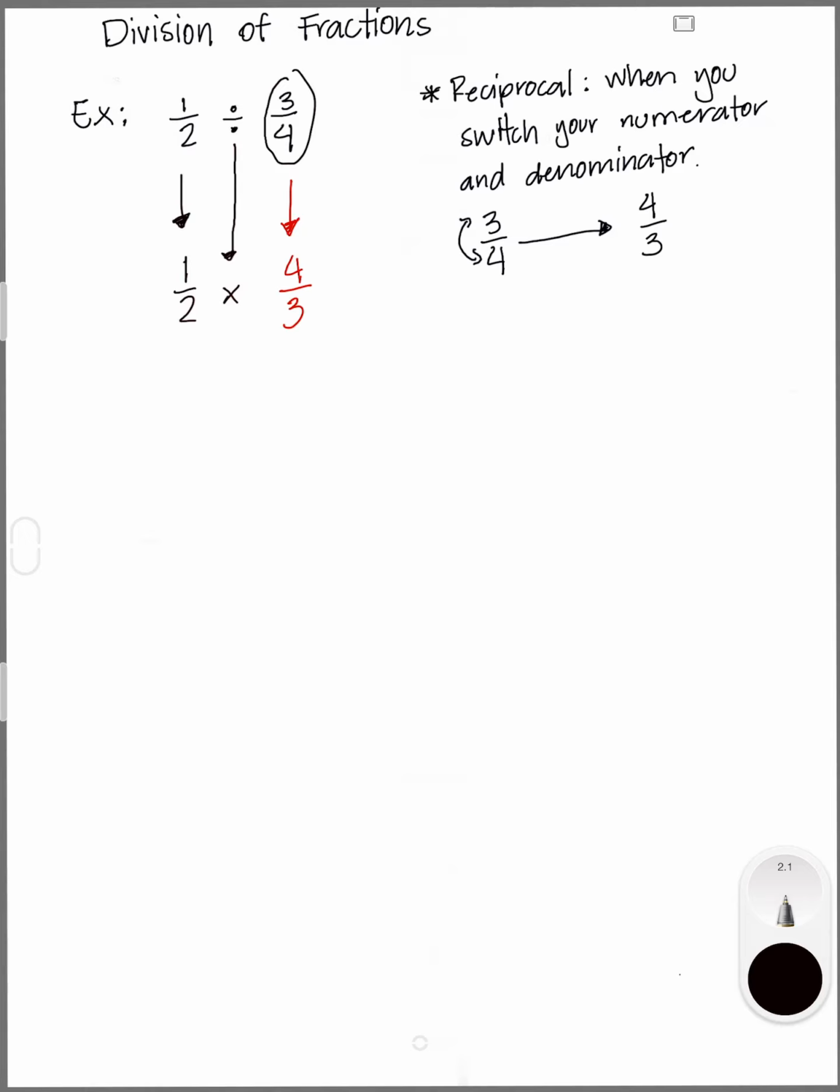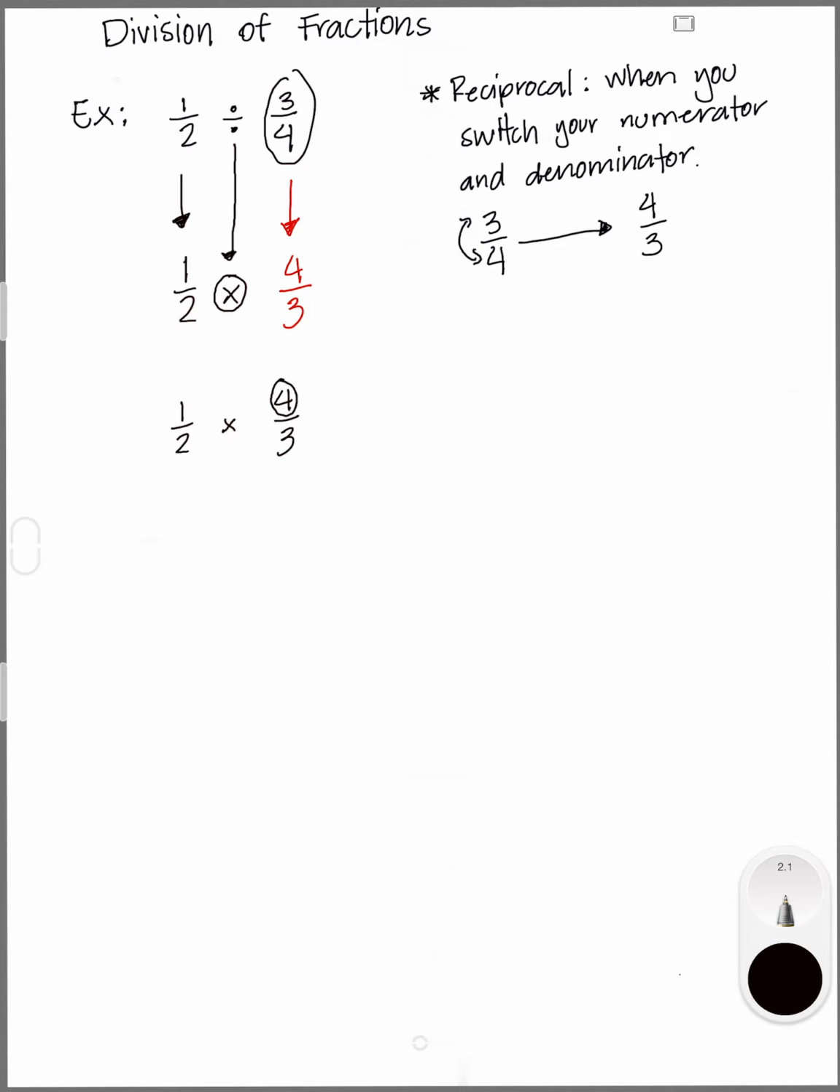Okay, so once you do the reciprocal, basically you are converting that division into a multiplication. So that's what you want to do, right? So this whole problem will become easier and simpler. So now that we have that, I'm going to go ahead and rewrite this. It's going to be 1/2 times 4/3.